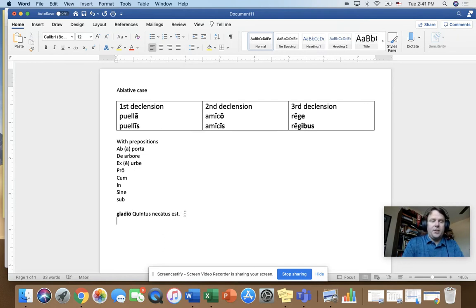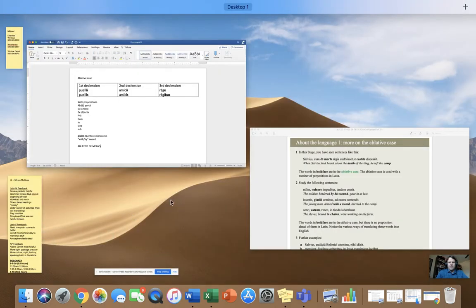The hugely predominant use of the ablative is by or with a sword. This is called an ablative of means. And so if you see a word that's in the ablative and there's no preposition with it, it's telling you by or with what something happened. Okay, so let's look at some examples here.